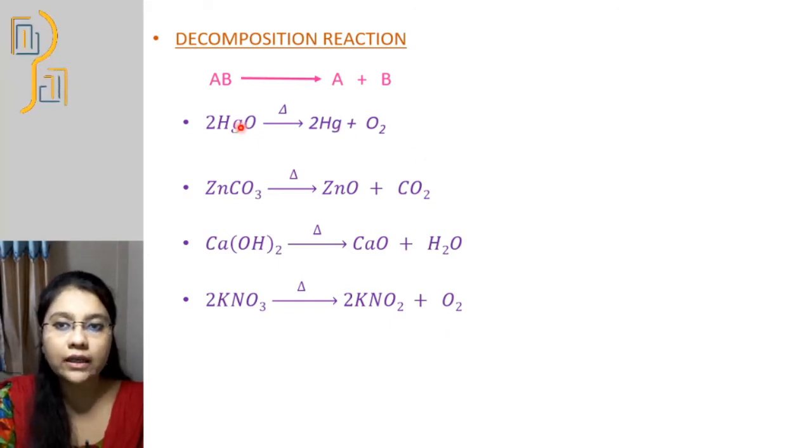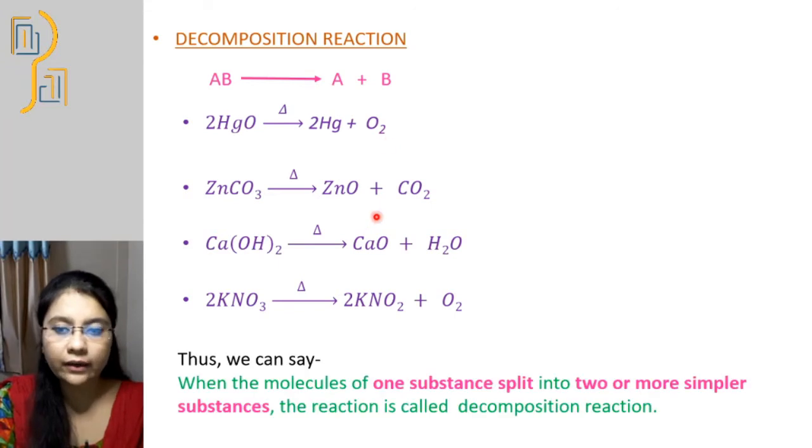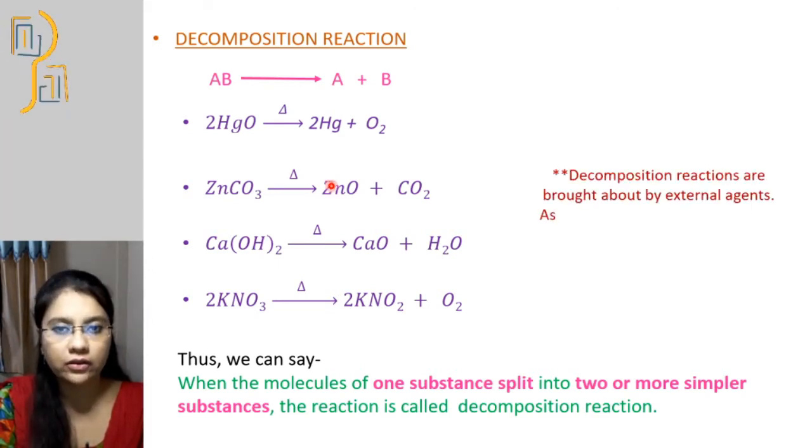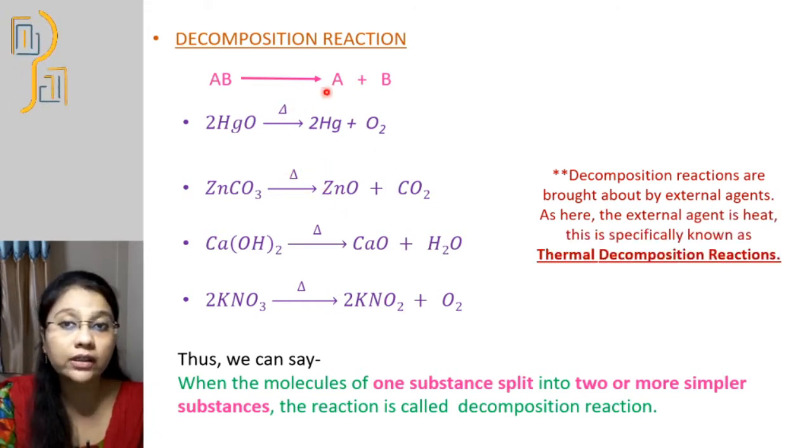So here you can see that a single compound is decomposed to give two simpler products. So we can say when the molecules of one substance split into two or more simpler substances, the reaction is called decomposition reaction. Also, you must remember that these decomposition reactions take place in the presence of some external agent. As in these reactions, you have seen the external agent is heat. So these decomposition reactions are called thermal decomposition reactions.